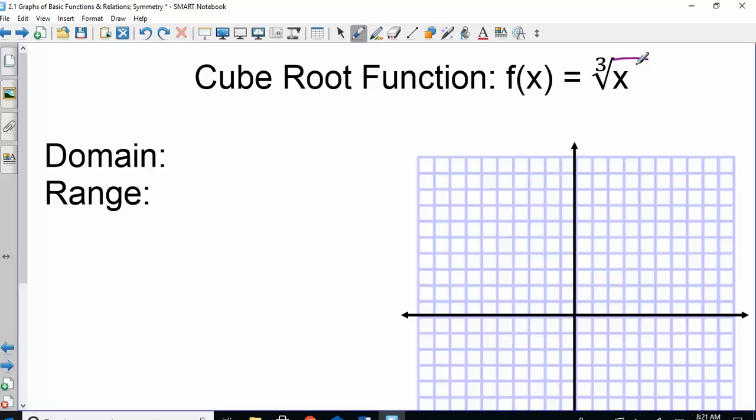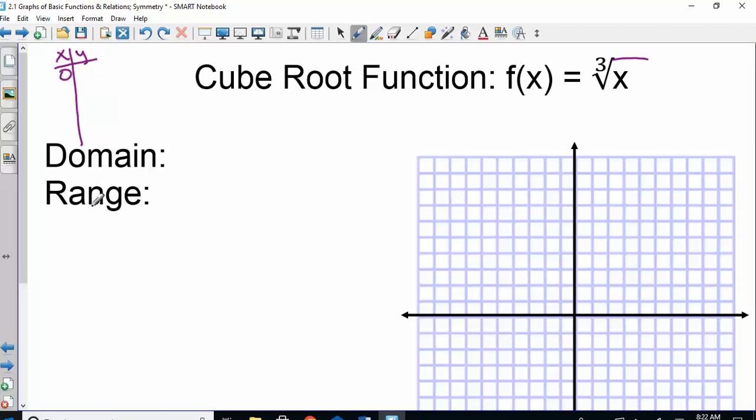Cube root. Can you do the cube root of negative numbers? Yes. You can't do an even root, like a square root, fourth root, or sixth root. That's where you get the i's. But an odd root, you can have negatives. So we have to plug in positives and negatives here.